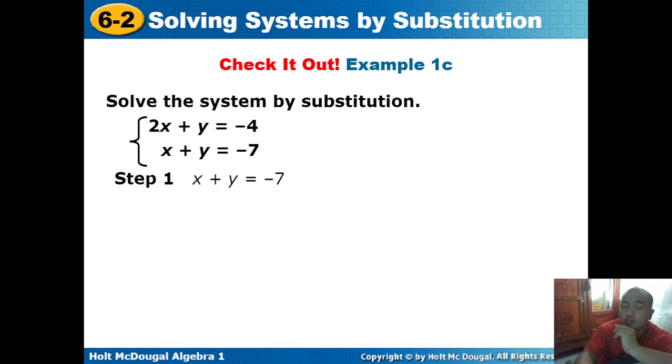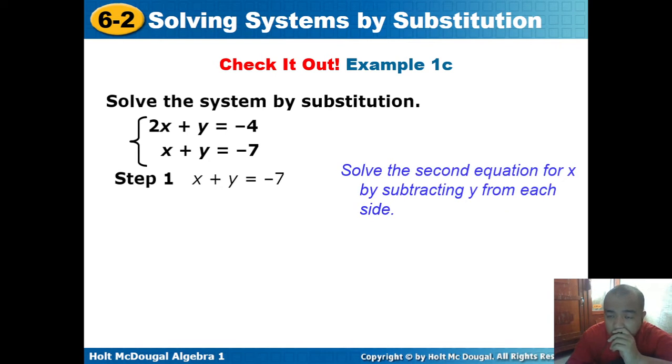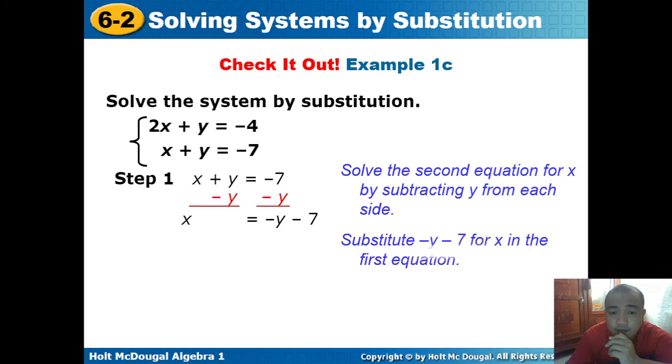Let's proceed to 1C. 2x plus y equals negative 4. x plus y equals negative 7. Step 1: solve the second equation for x by subtracting y from each side. In other words, solve x in terms of y. So the answer is x equals negative y minus 7. And substitute negative y minus 7 to equation 1.